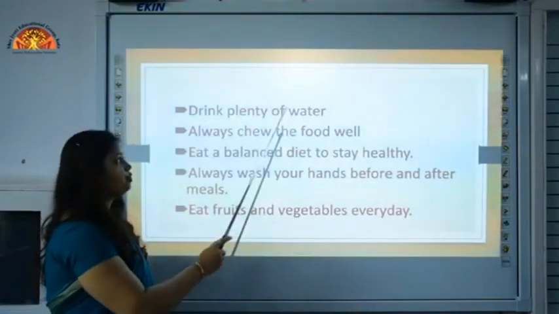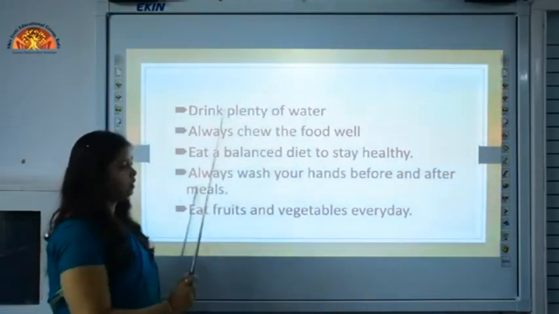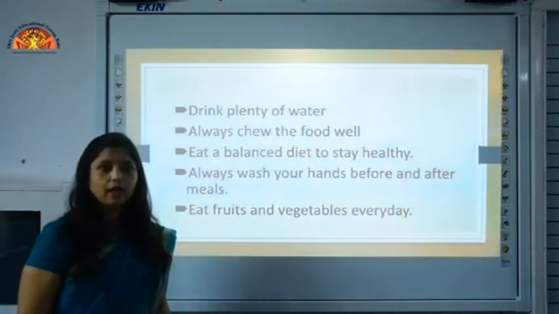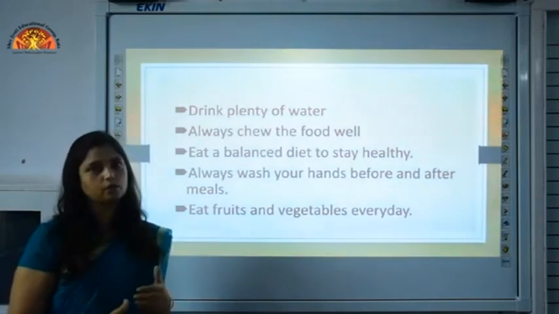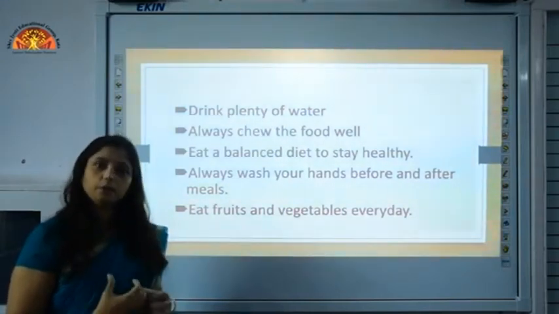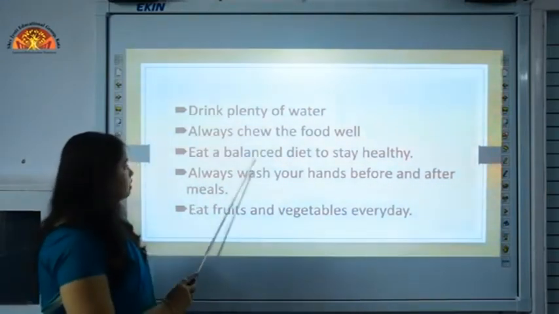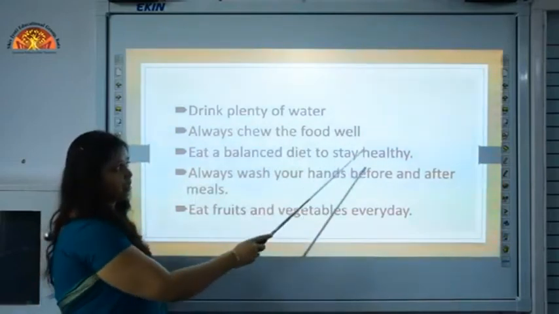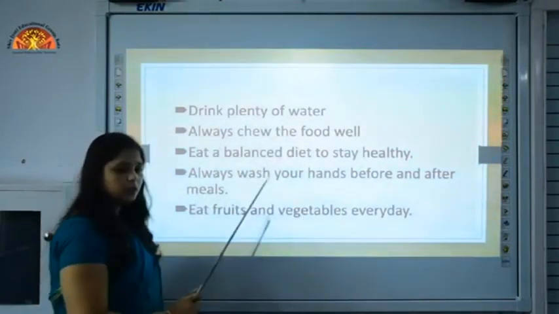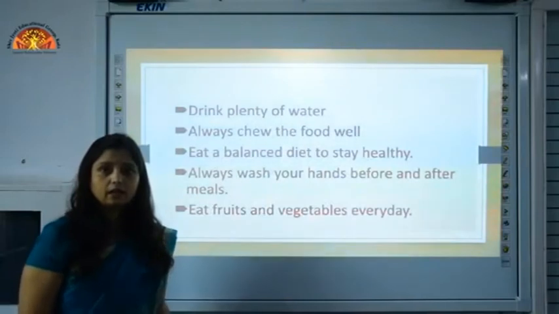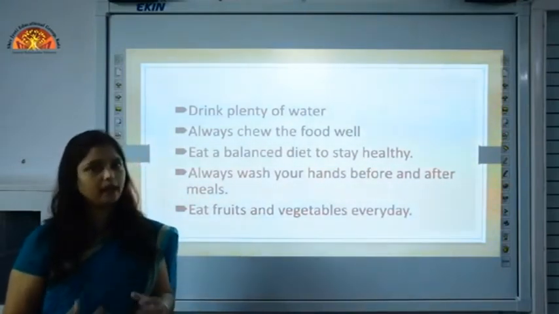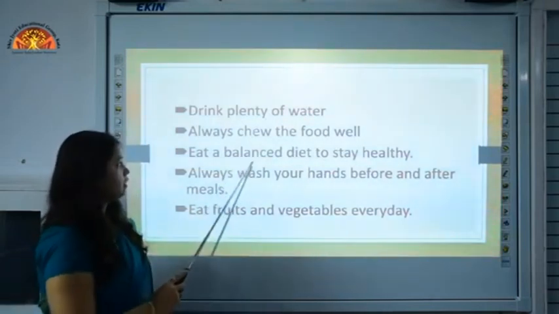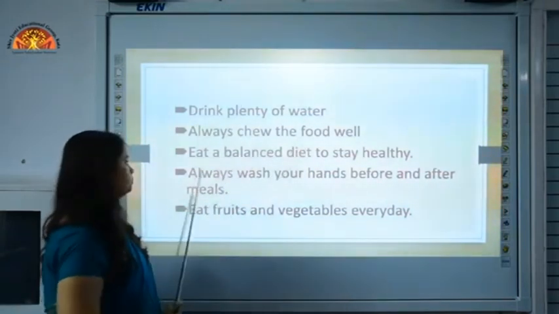Always chew the food well. And why is this necessary? If we chew the food well, it mixes with the digestive juices properly and the process of digestion is done properly. Okay, then eat a balanced diet to stay healthy. As you all might know, the diet that contains all the different types of nutrients in right amounts is called a balanced diet. So you should always eat a balanced diet.